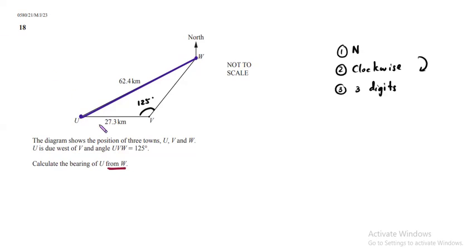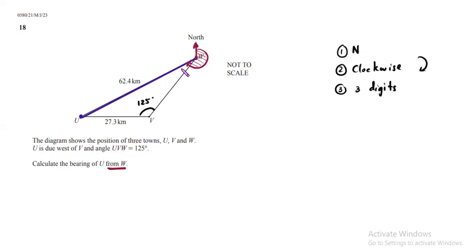So in this case, I need to measure from W, meaning at W I need to measure, not at U. At W, draw the north. It's already given to us. From that, start measuring the angle until you meet the line connecting the two locations mentioned here, which means in this case, I need to measure this angle. I need to calculate how much that angle is.